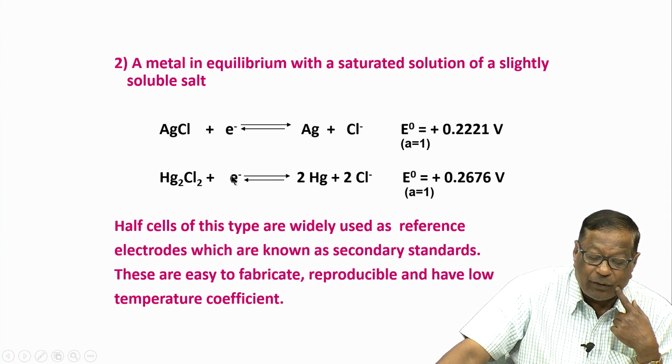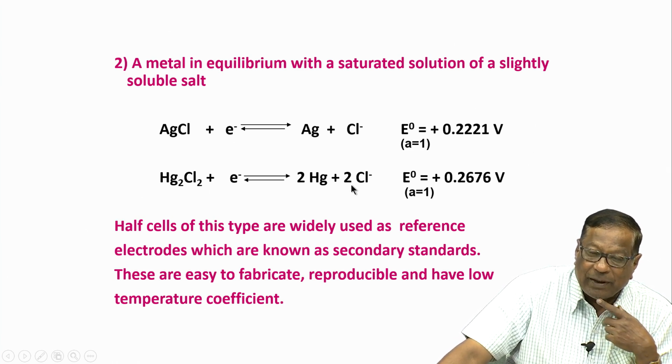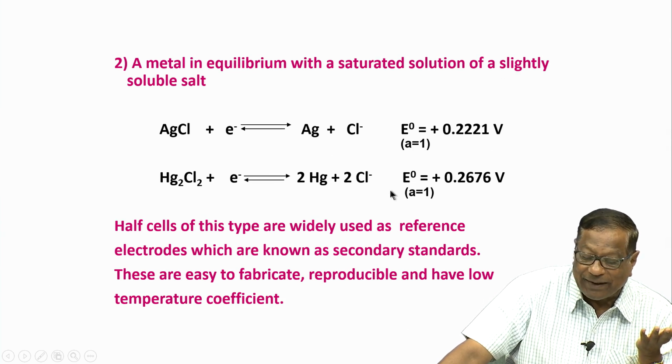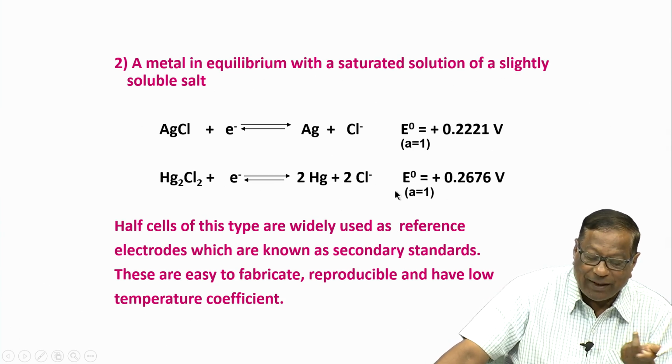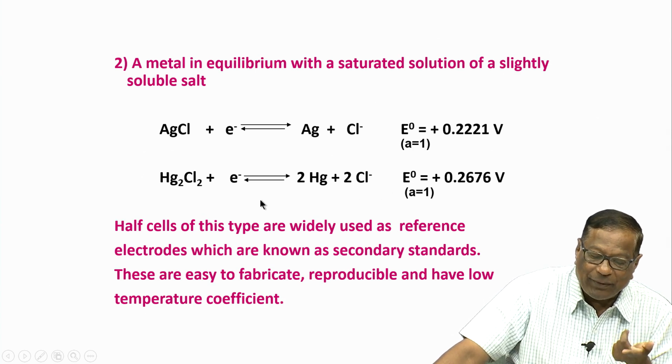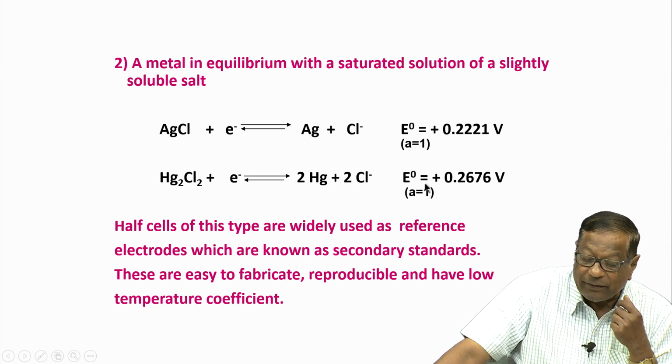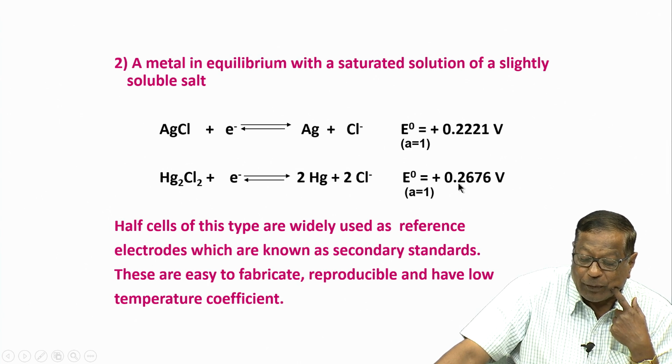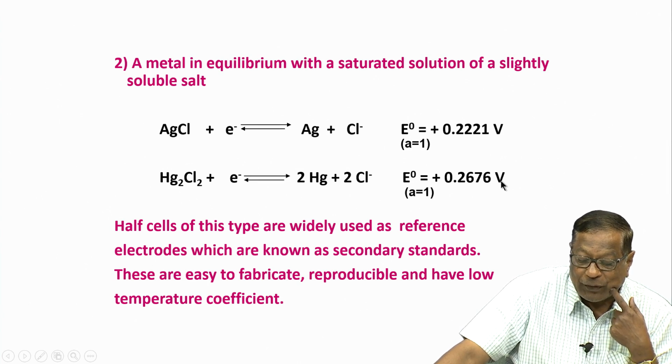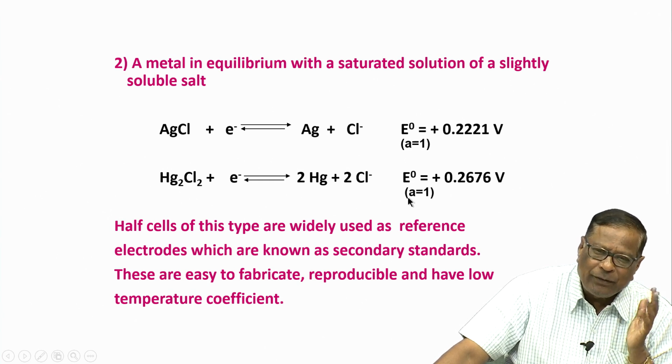So, I should have 2 here. We are not writing a stoichiometric equation, but you can write 2 here. Hg2Cl2 plus 2e minus will give you 2Hg plus 2Cl minus, but it does not alter the voltage. Okay. So, E naught remains the same whether you write 2 or 1, because we are writing only an equation. So, E naught is equal to 0.2676 volts at activity of 1, that is very dilute solutions.